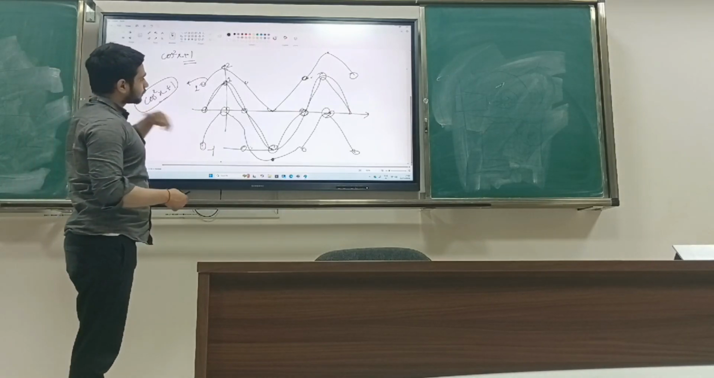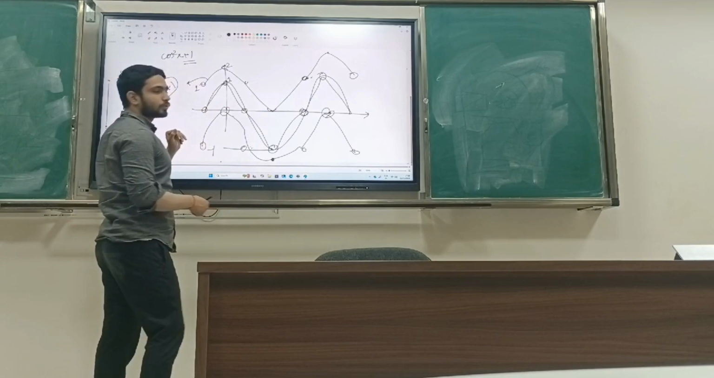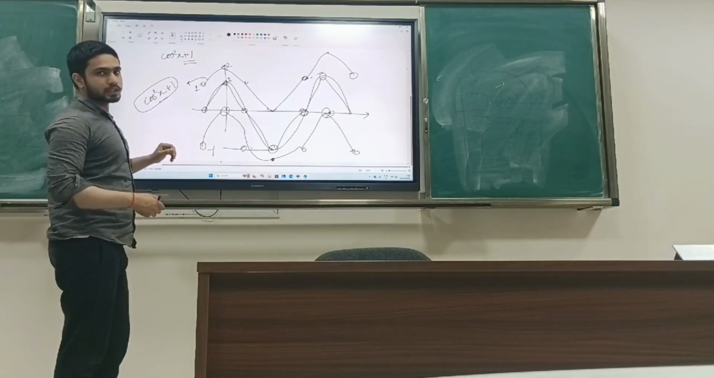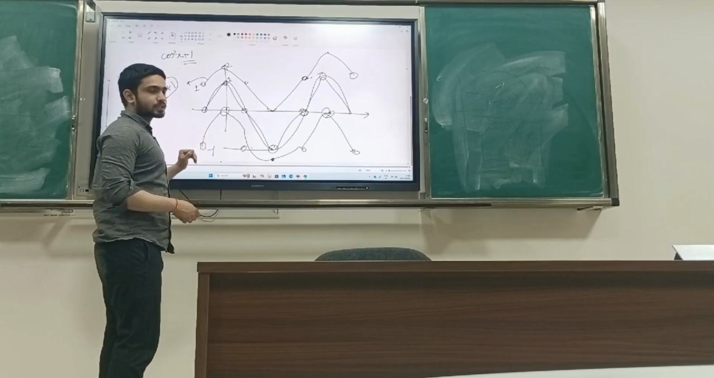Okay, so this is the method by which we can draw the graphs of different types of functions and the equations formed from these functions.